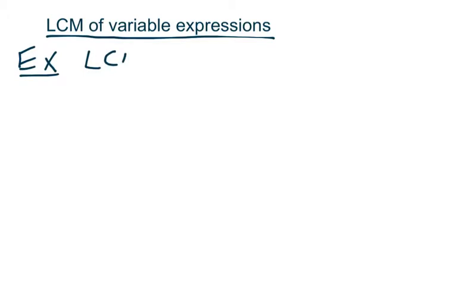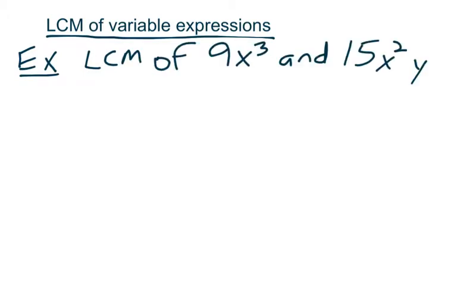All right, let's take the LCM of variable expressions. And this is not that different. We're just adding a couple letters in there. So we're finding the LCM of 9x to the third, or cubed, and 15x squared y. I'm going to do the same thing. I'm going to do my factor tree.